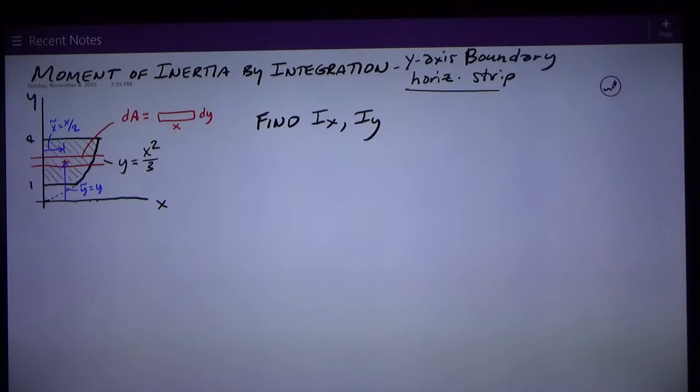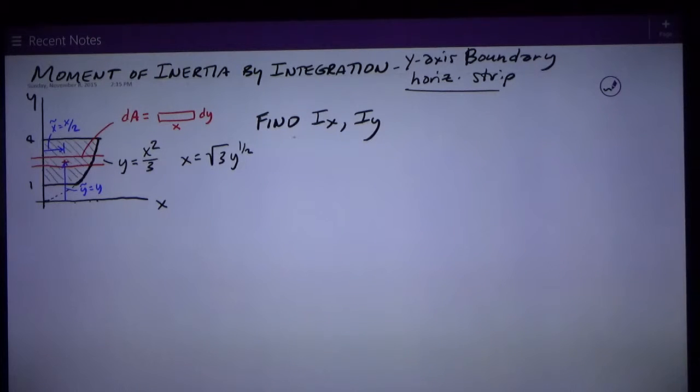We've got a problem here, moment of inertia by integration, and in this case we have a y-axis boundary to our shape, so we're going to use a horizontal strip. The shape, as I've shown shaded here, goes on the y-axis from 1 to 4, which is a boundary. The curve on the right side is y equals x squared over 3. I can rearrange that and say that x is equal to the square root of 3 times y to the 1/2 power.